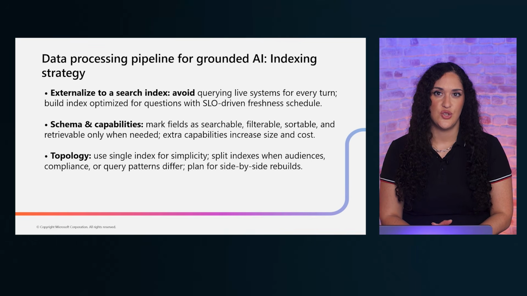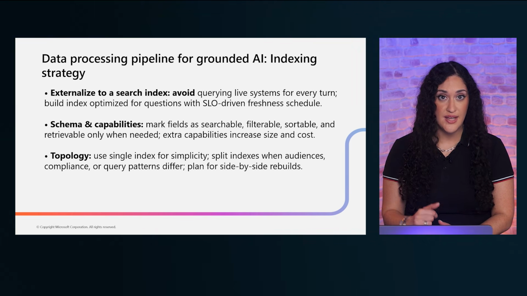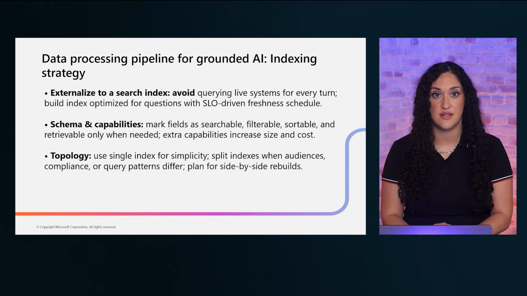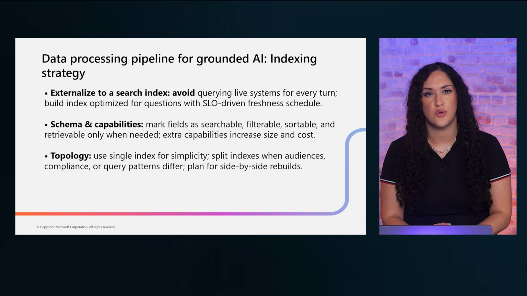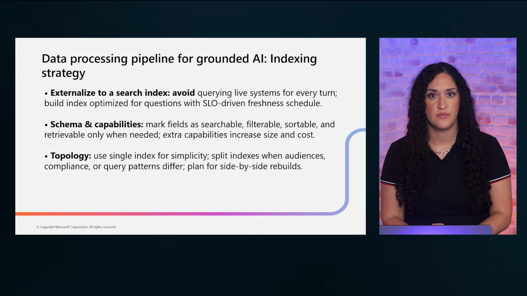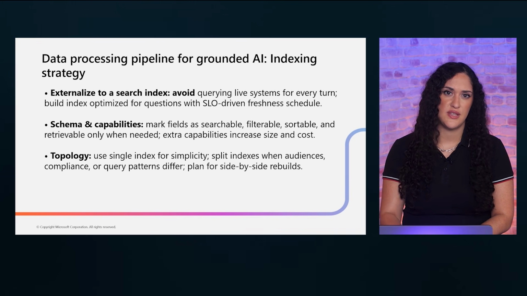Your indexing strategy determines the retrieval efficiency for the entire grounding pipeline. Externalize data into a dedicated search index rather than querying live systems. Be intentional with your schema, making fields searchable only when genuinely needed. The best practice is to start with a single index for simplicity. Only split indexes when distinct compliance or audience requirements demand separation. Simpler architectures are easier to maintain.